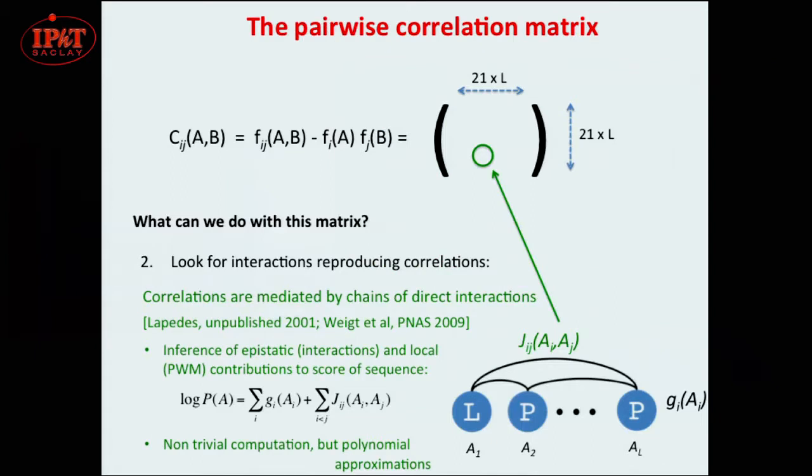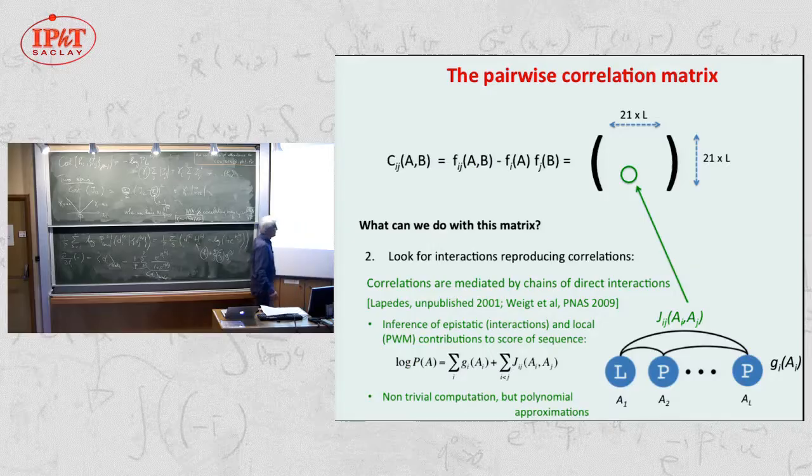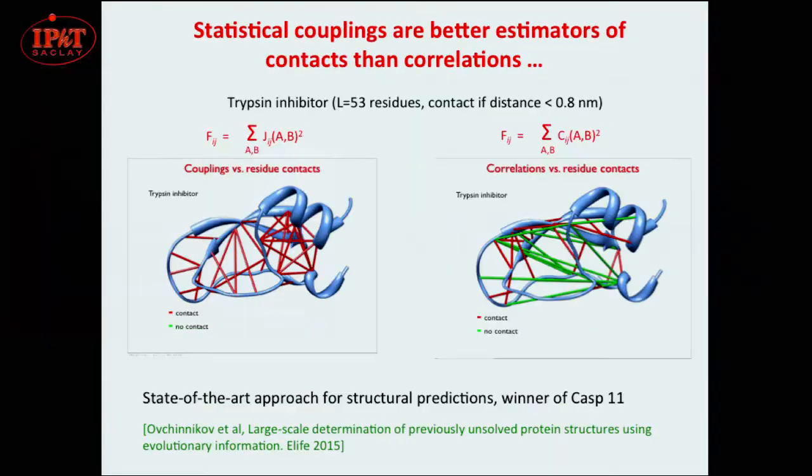And now people have been interested in finding models with interactions and local fields to describe this sequence statistics. And I've mentioned last week these two papers which were very influential, one by Lapedes in 2001, which was unpublished, another one by Martin Weigt and collaborators in 2009, and then there have been many papers in the field. And the reason why there has been so much interest in the field is the following.